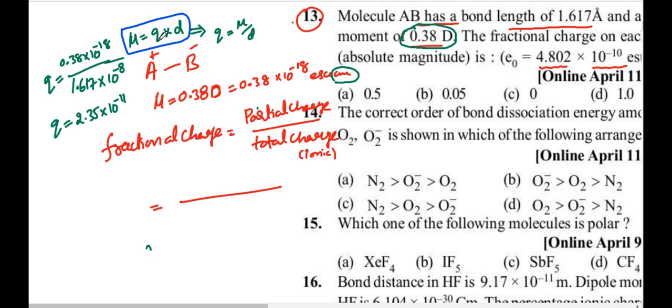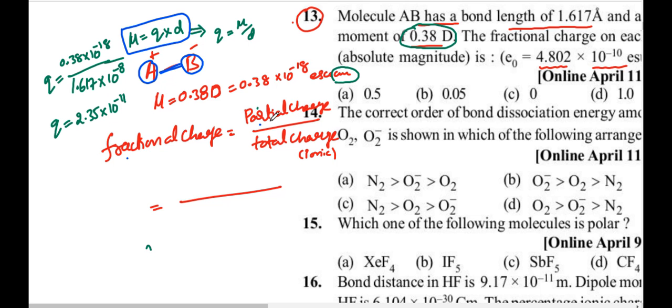In this, q is the partial charge, d is the distance between the partial charges. Here finally we got the partial charge. So what is the formula of fractional charge? Don't confuse it. It's partial, it is fractional.